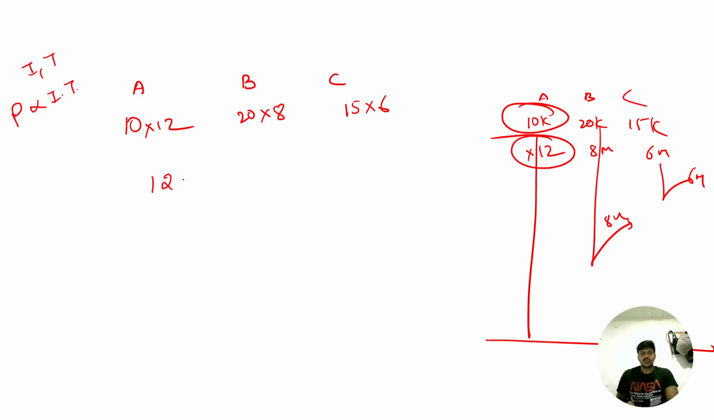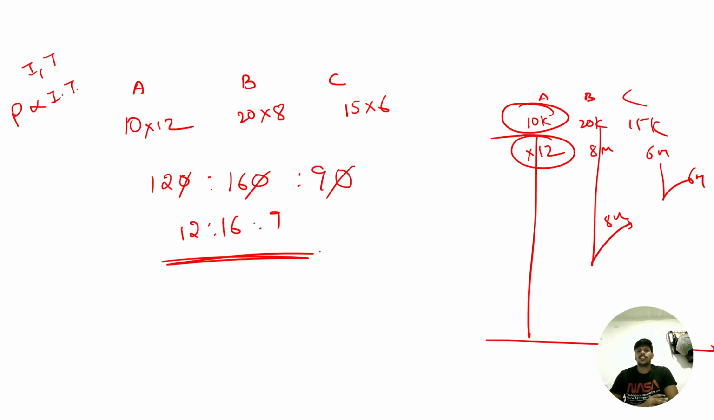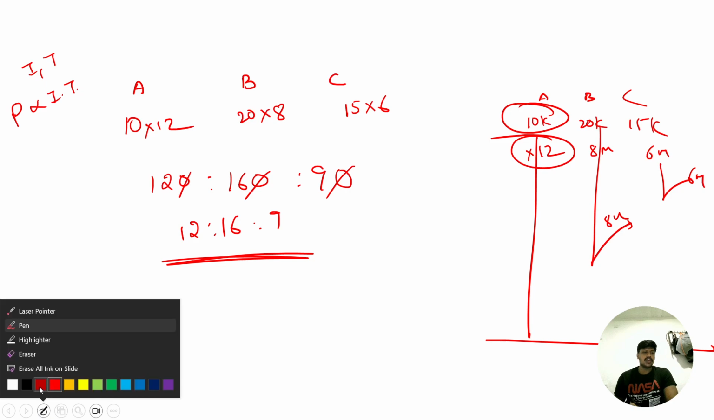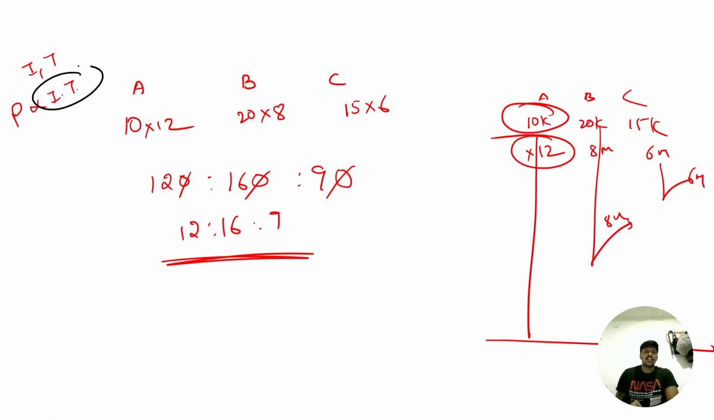Like this is 120, this is 160, and this is 90. Simple as that. So divide your profit in this ratio, like 12 is to 16 is to 9. You have to give your profit in the ratio. So what you have to remember is whenever you are giving the profit, you always have to give it in the ratio of the product of their investment and time periods.